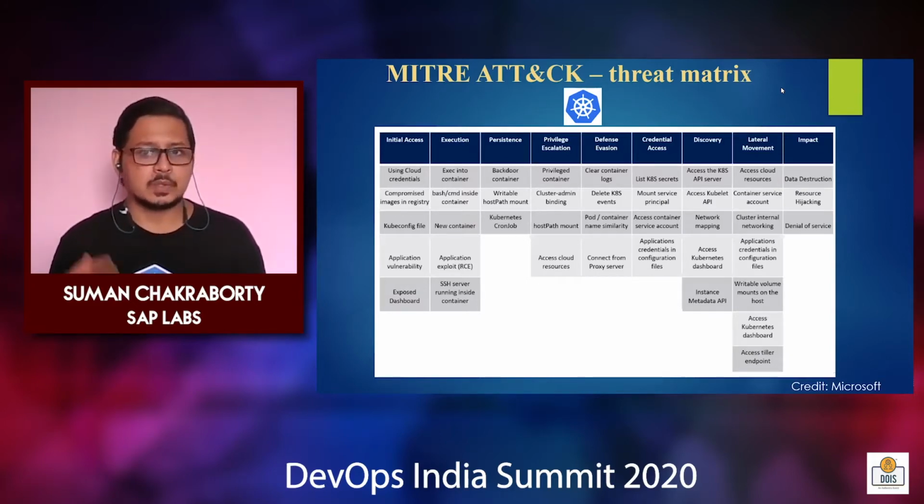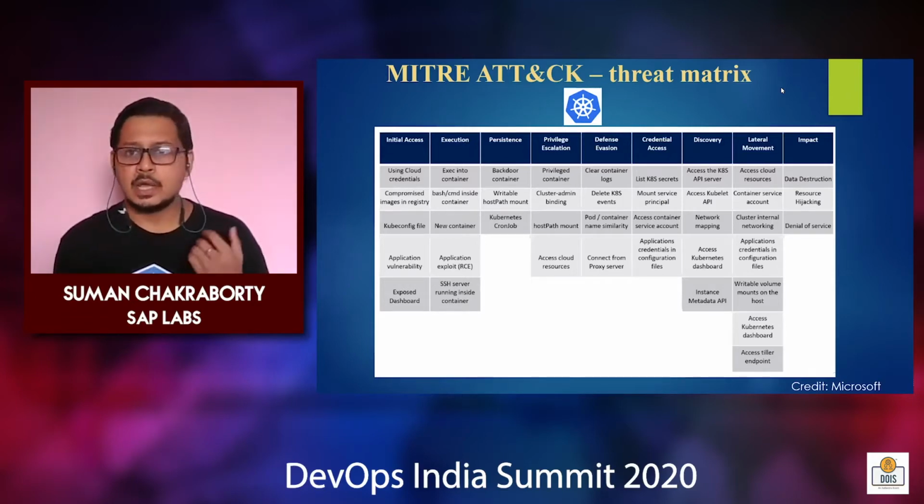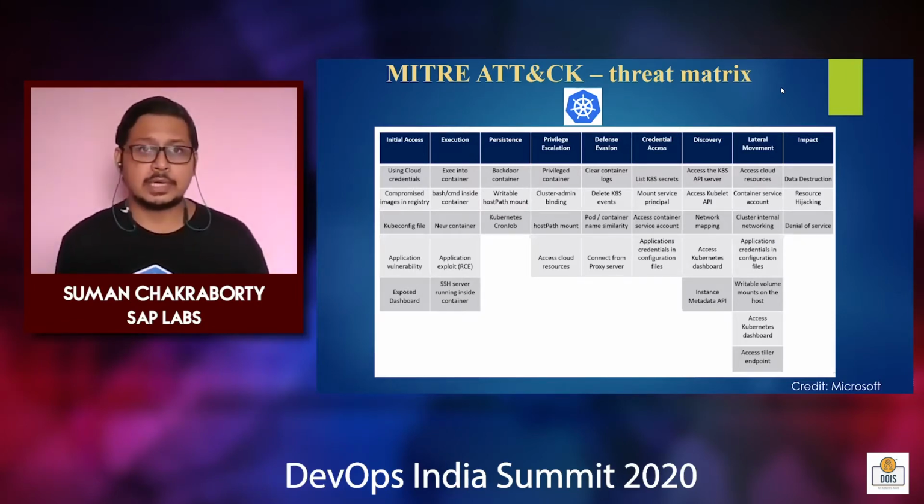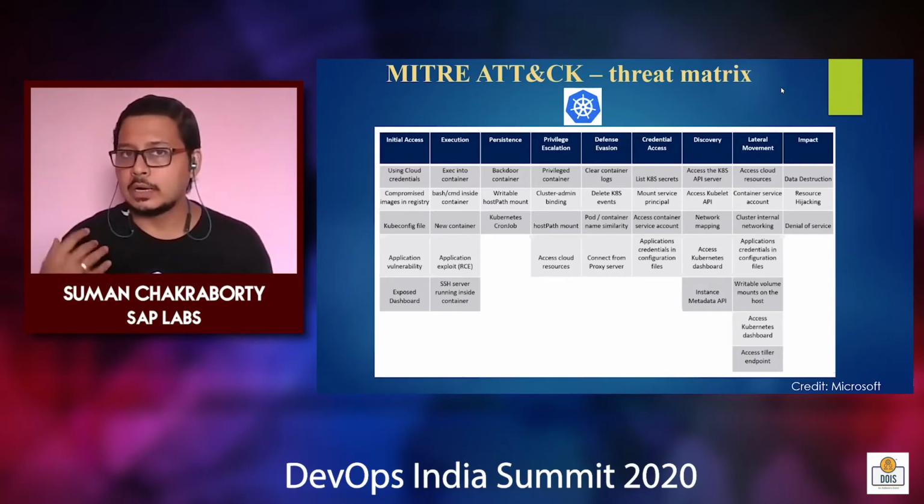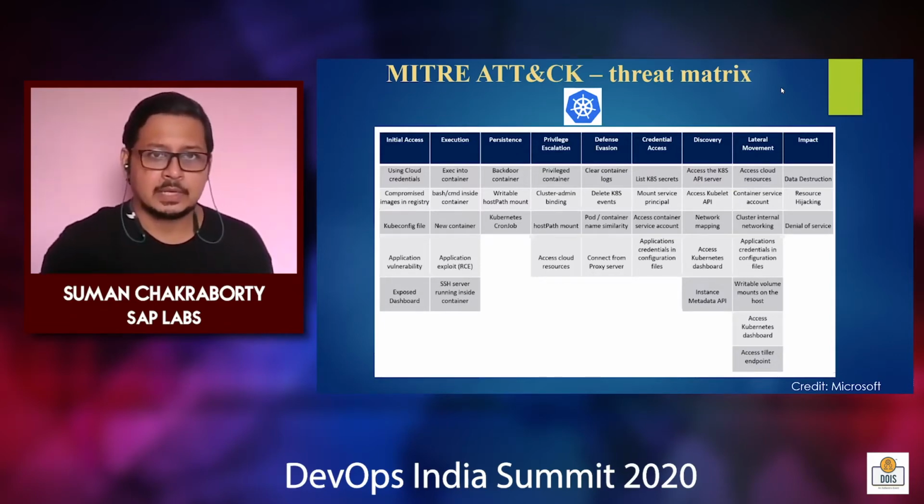And impact is what are the impacts? Basically you will lose the data, it gets destroyed, and the resources get hijacked. On the node level it gets hijacked. Even your entire data center can get compromised because of that, and it leads to a denial of service. So you are not really allowed to access the services that you are running.